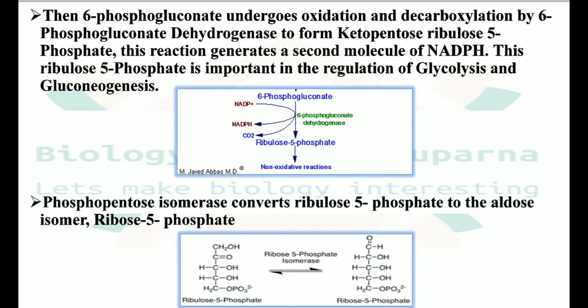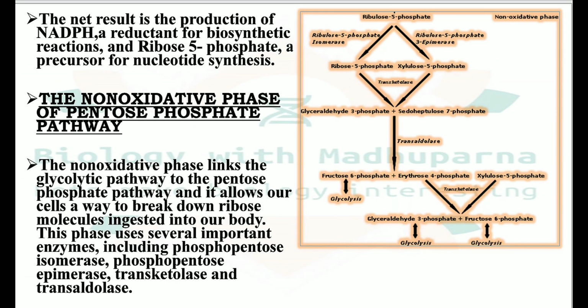So this was the oxidative phase of the pentose phosphate pathway, and the net result is the production of NADPH, a reductant for biosynthetic reactions, and ribose 5-phosphate, a precursor for nucleotide synthesis. So these NADPH and ribose 5-phosphate are the net result of the oxidative phase of the pentose phosphate pathway.